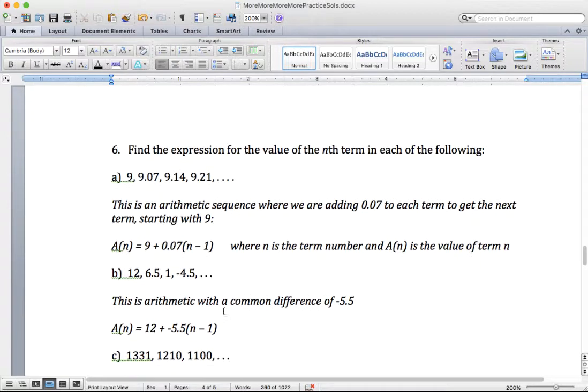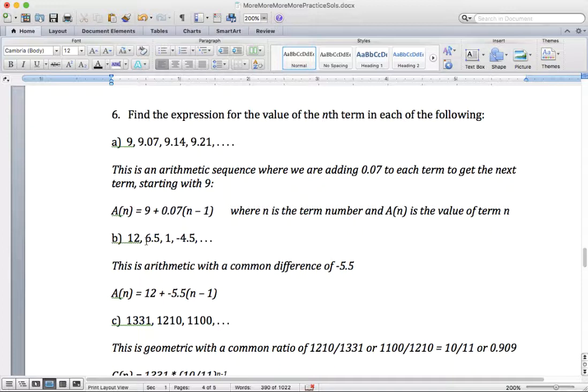Okay, for the next one, we also have an arithmetic sequence because we're subtracting 5.5 each time. It goes from positive to negative. So it's arithmetic with a common difference of negative 5.5. So we're going to say that a sub n is equal to 12 plus negative 5.5 times n minus 1, because again, we've added that common difference n minus 1 times. We could also say that a of n is equal to 12 minus 5.5 times n minus 1.